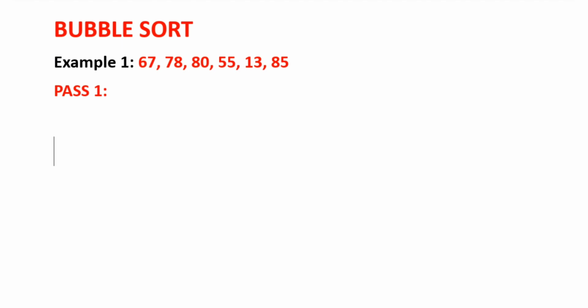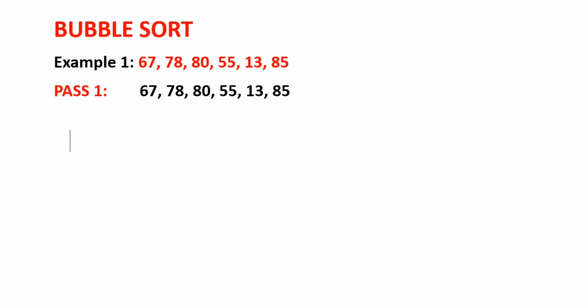Let's take one example. Example 1: 67, 78, 80, 55, 30, 13, 85. This is the initial list. First, we need to compare 67 and 78. Is 67 greater than 78? No. No swap. The list is 67, 78, 80, 55, 13 and 85.